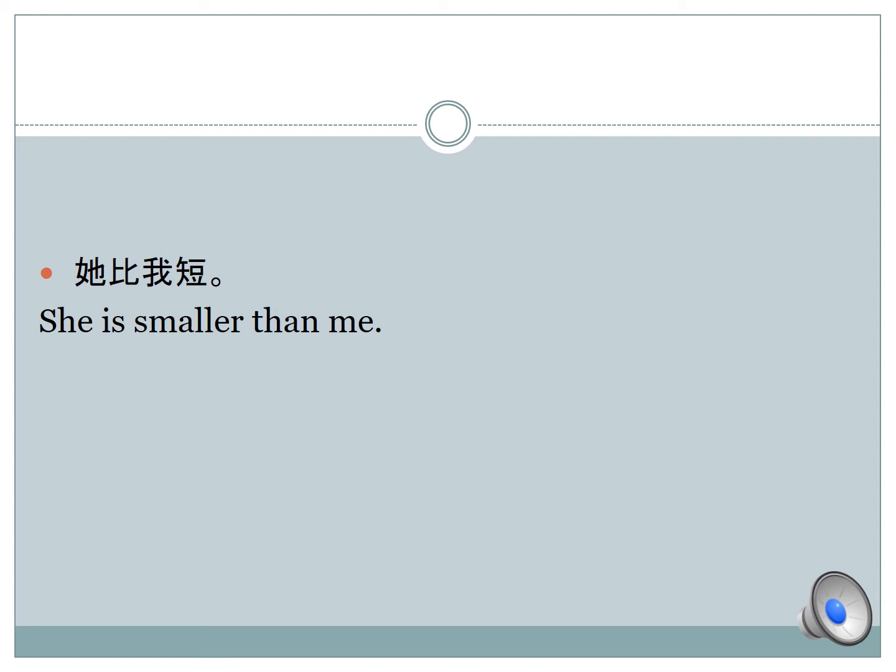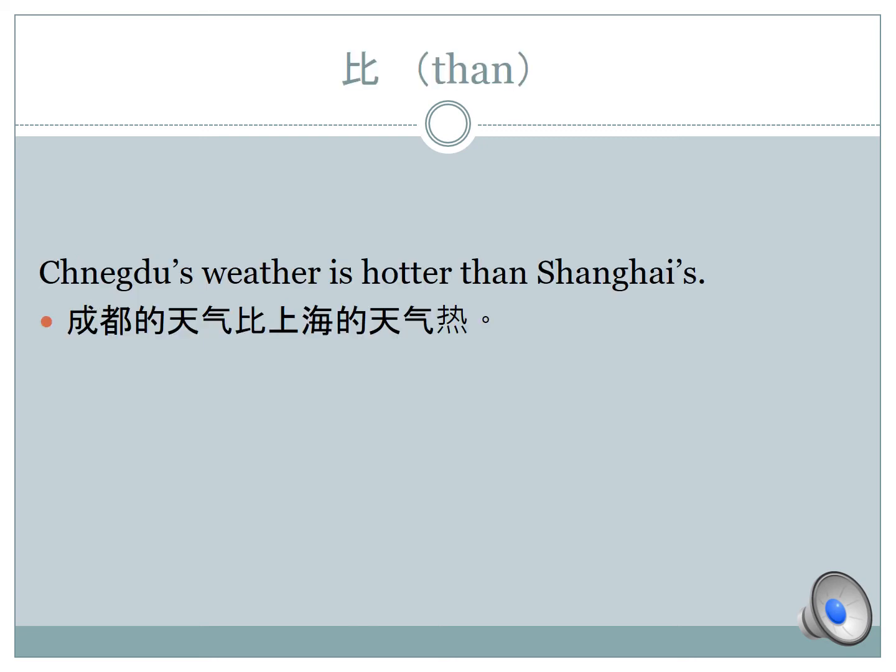Okay, so let's practice a few more examples. Why don't we practice with the vocabulary we learned so far? Can you guys try to say Chengdu's weather is hotter than Shanghai's weather? How did you guys go? So the answer would be 成都的天气比上海的天气热. Chengdu's weather is hotter than Shanghai's.